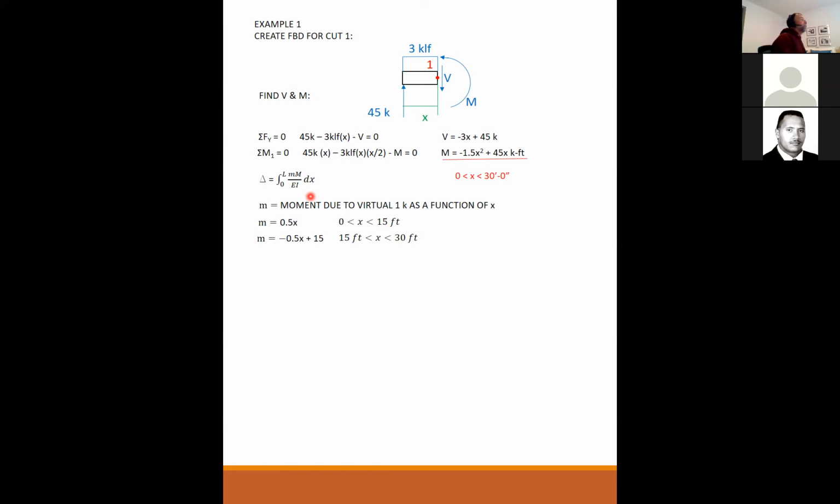So how do I deal with this? I have two different equations. Do I just ditch one? Do I take an average? What do I do? Anybody? Any ideas?